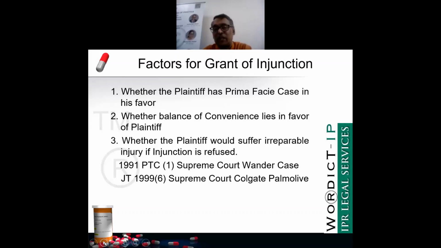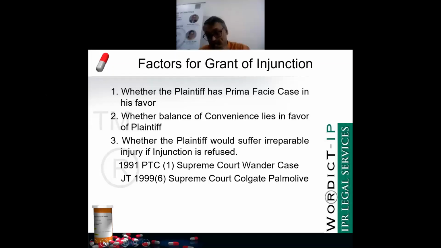Then next, balance of convenience lies in favor of the plaintiff. Balance of convenience should lie in favor of the plaintiff, given that there is a prima facie case that the plaintiff has proved. So the balance of convenience lies in his favor. Then the third important thing is that the plaintiff would suffer irreparable loss if injunction is refused. Suppose an injunction is refused, the infringement might go on, and the plaintiff will suffer irreparable loss. Even if he is able to recover at the end of the suit, he would still have lost a lot, he would have suffered injury which cannot be repaired.